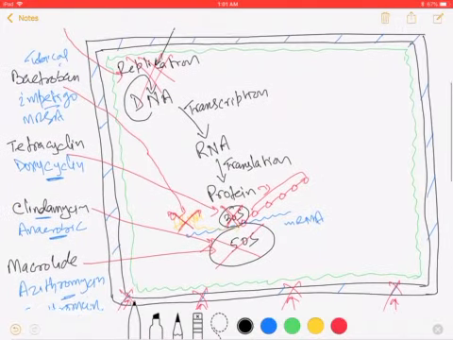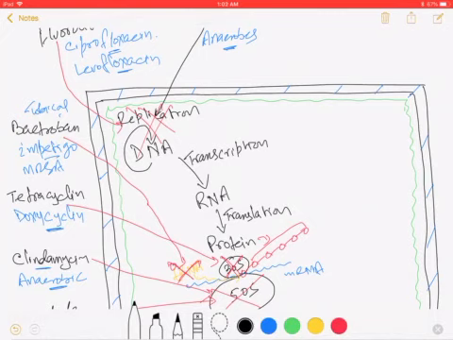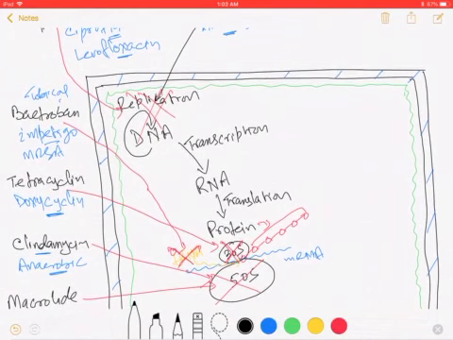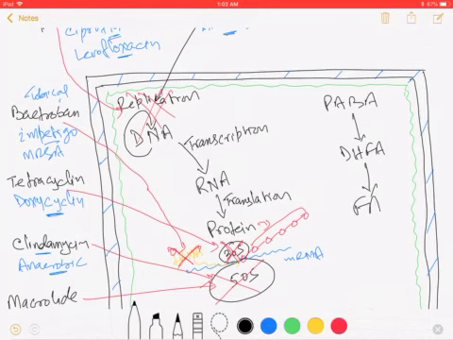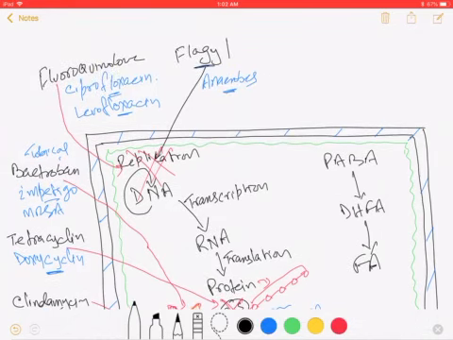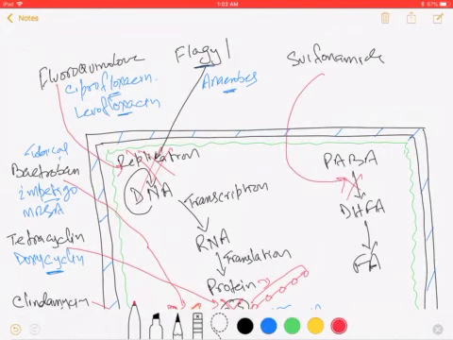Now you have two different antibiotics that affect your folic acid synthesis. So let's look at the folic acid synthesis pathway. The folic acid synthesis starts from this compound called para-aminobenzoic acid. And the first step is they form dihydrofolic acid. And then the second step they form folic acid. And then this antibiotic, your sulfonamide, blocks the first step of folic acid synthesis, and then there is no folic acid.